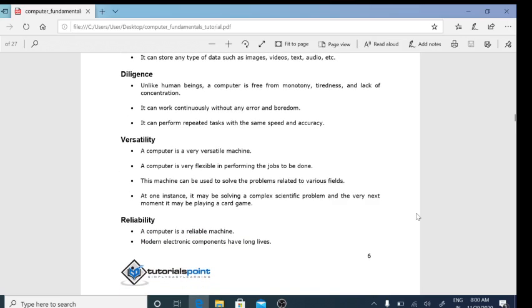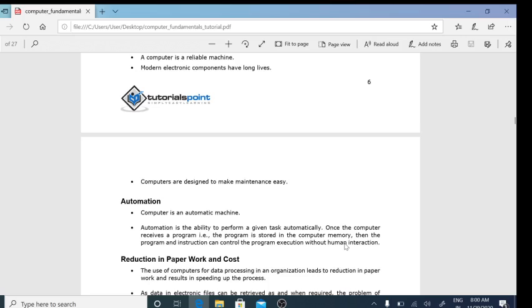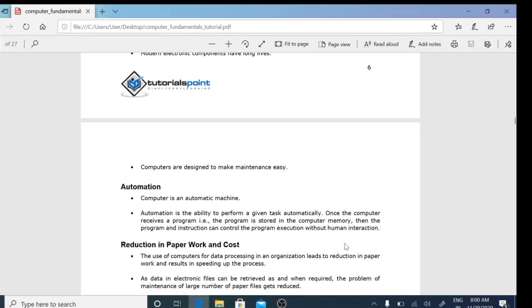Reliability. A computer is a reliable machine. Modern electronic components have long lives, and computers are designed to make maintenance easy. Next is automation. A computer is an automatic machine. Automation is the ability to perform a given task automatically. Once the computer receives a program, the program is stored in the computer memory. Then the program and instructions can control the program execution without human interaction, meaning each and every task is performed by the computer automatically. It doesn't need human interaction.